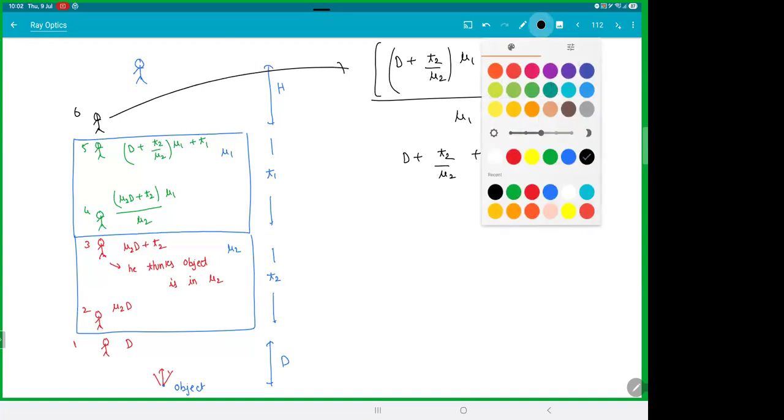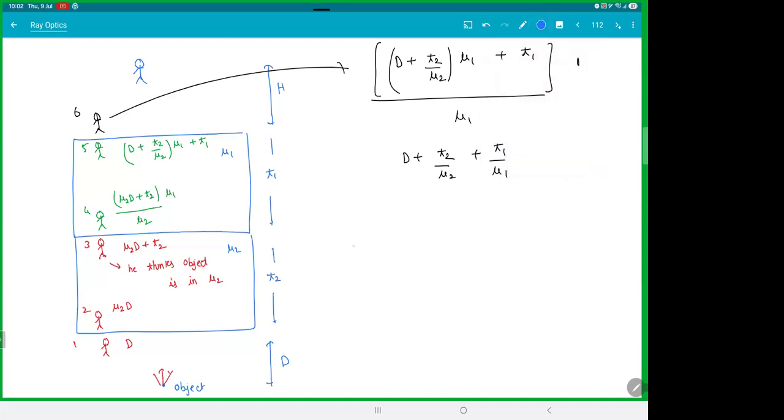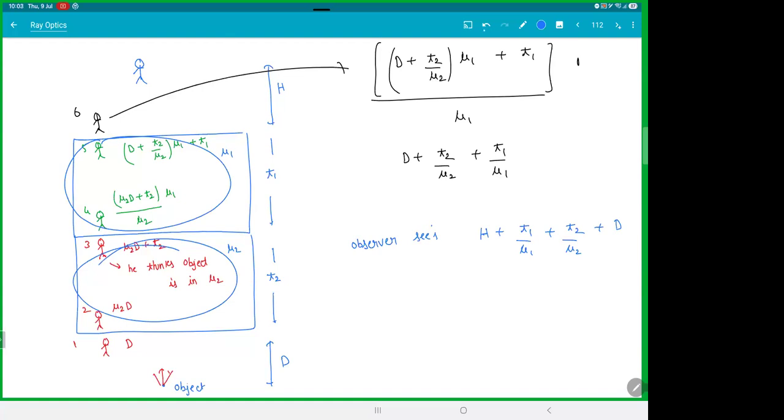Now if you ask the observer, the final answer will be h plus t1 by mu1 plus t2 by mu2 plus t. Did you notice that? That means literally you can replace each slab with t1 by mu1, t2 by mu2, and you're done. So it will feel as if the space got compressed. Clear? So yeah, we can do it like that. It goes long, but the final result is good.